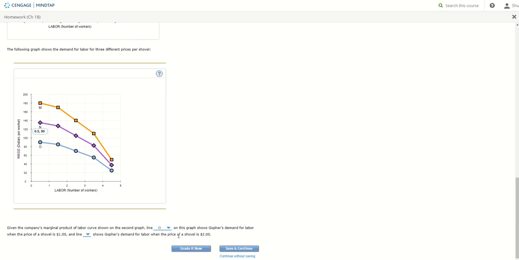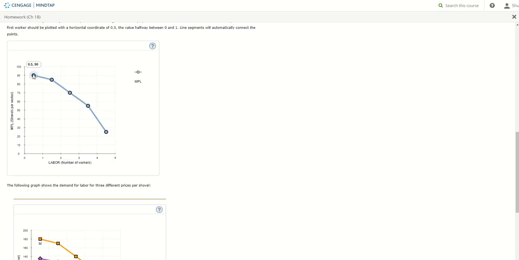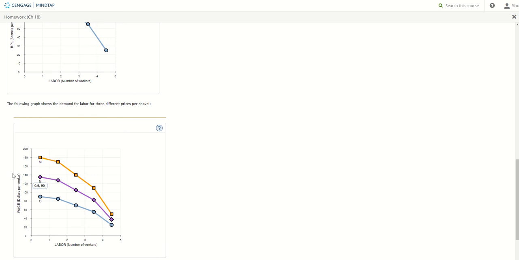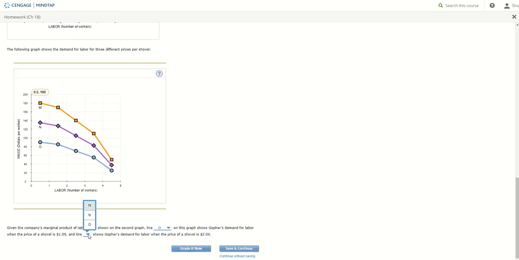And then when the price is $2, we take $2 multiplied by 90 again, so it'd be 180. So 180, that will be over here. Okay, that's 180. So remember, the demand for labor just equals the price of the good times the marginal product of labor. All right, so let's submit it now.